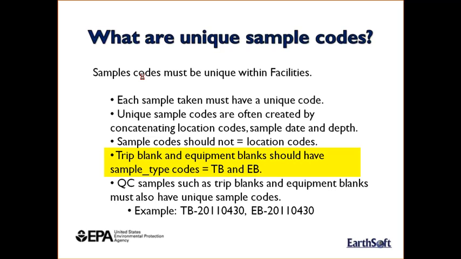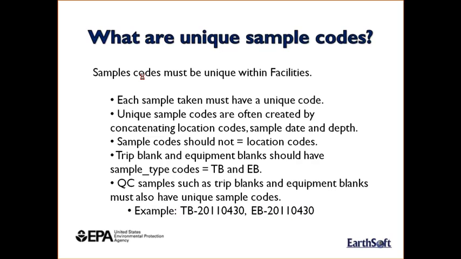Trip blanks, equipment blanks, field blanks, they need to have a unique sample code too. You cannot submit something that just says TB for your trip blank or EB for your equipment blank. Any of the QC like that has to have a unique sample code as well. And the easiest way to obtain that is to do, as I have an example on the bottom, the trip blank plus the date, or the date and time if necessary.